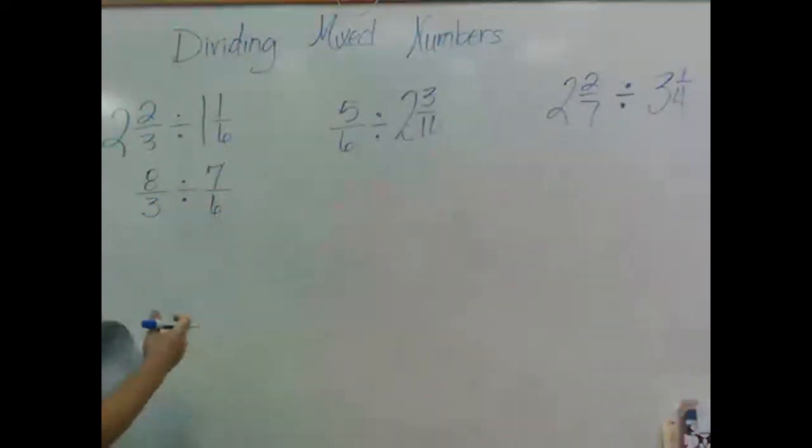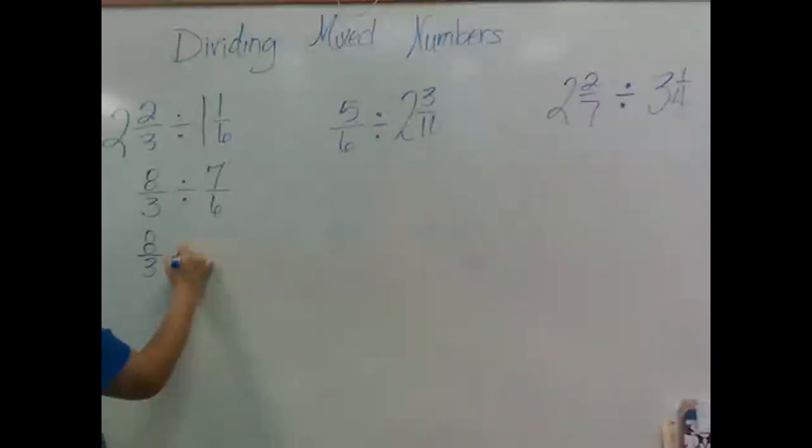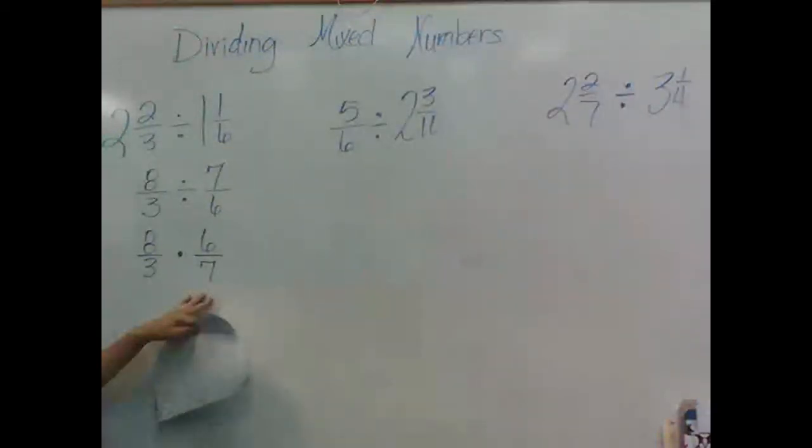Now that I have fractions that I'm trying to divide, I'm going to use the same process of stay, change, flip. So the first fraction stays the same, 8 over 3. I change division to multiplication, and then I flip my second fraction, which is going to be 6 over 7. Now, since I know that 3 and 6 are multiples of each other, I can cross simplify. I can only do cross simplification when I've flipped.